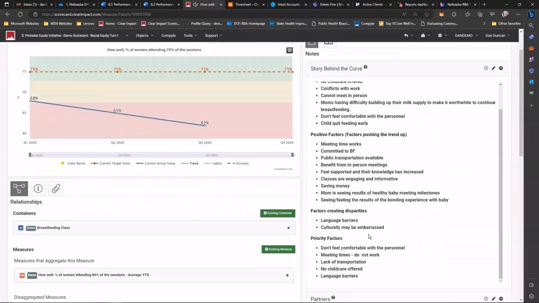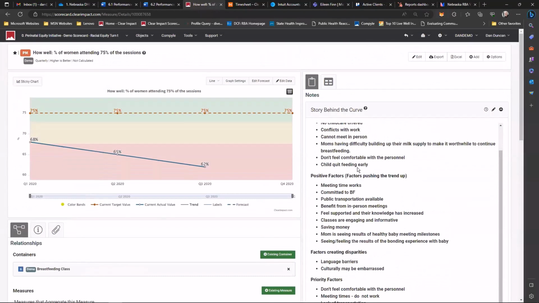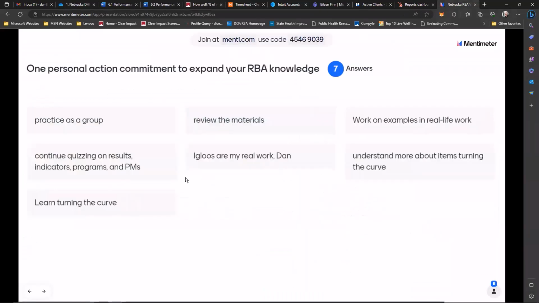Okay, there's a similar one for each of these steps so that you can watch those as well to help you learn turn the curve.